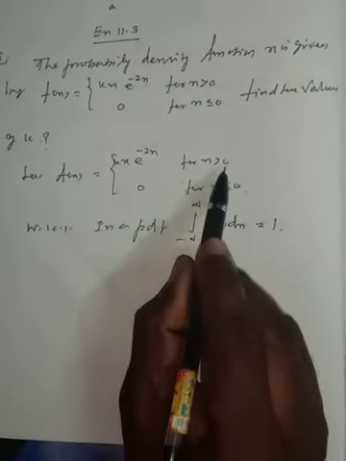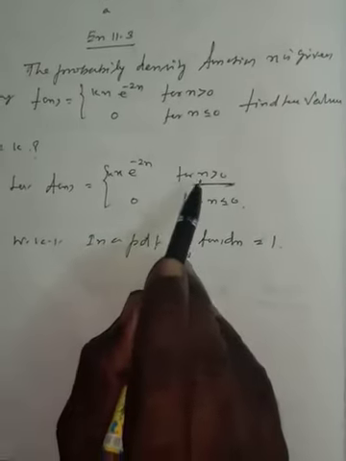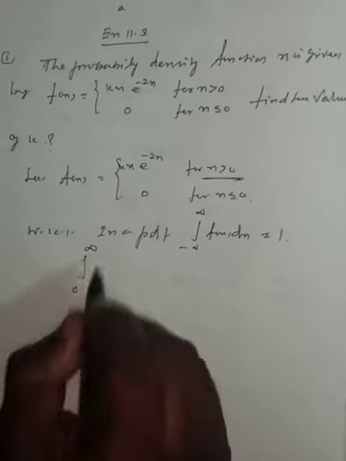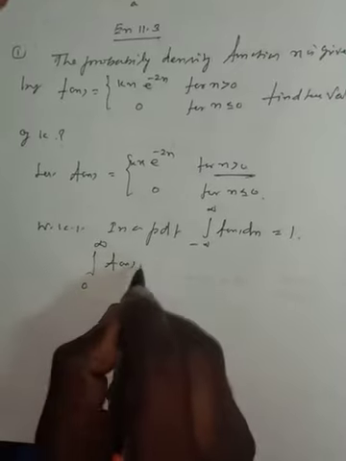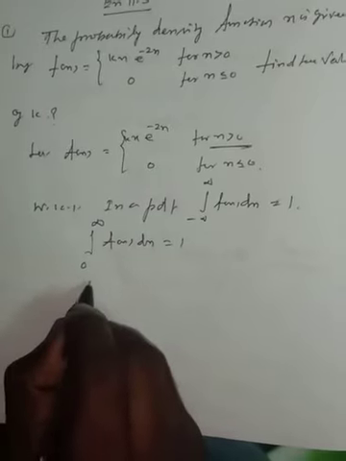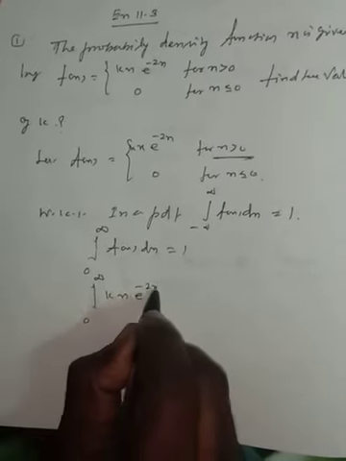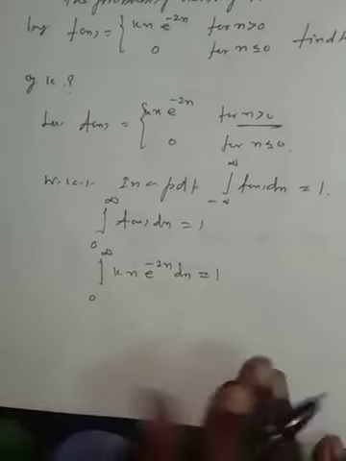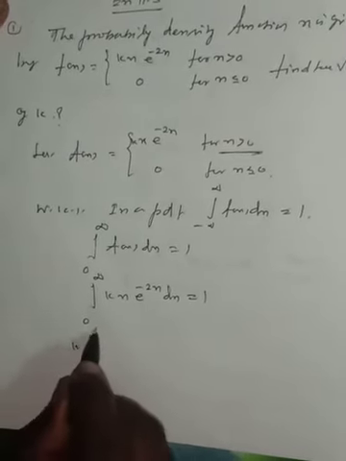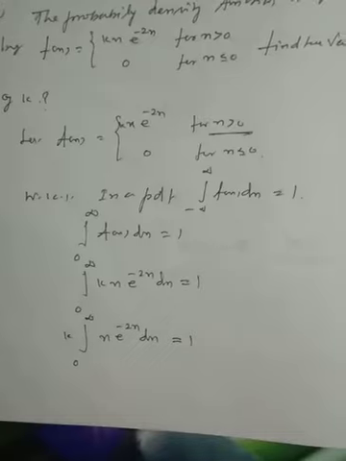In this case 0 to infinity is taken. Why? x greater than 0 is given. So the integral from 0 to infinity of f of x dx is equal to 1. That is, the integral from 0 to infinity of k x e to the power of minus 2x dx is equal to 1. k is a constant outside the integral, so k times the integral from 0 to infinity of x e to the power of minus 2x dx is equal to 1.